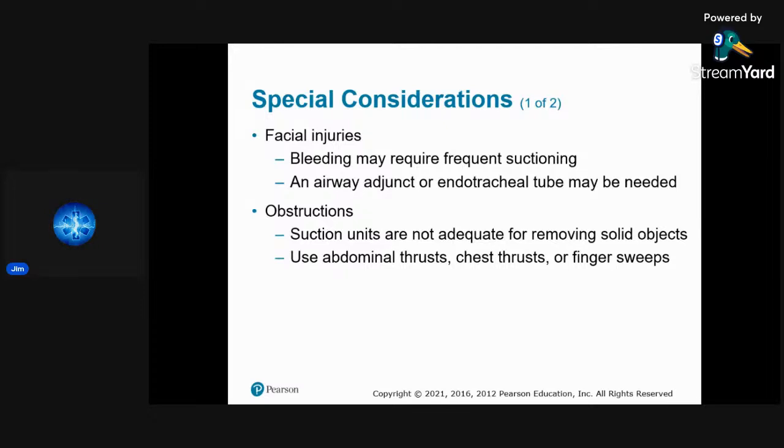Remember that suction units are not adequate for removing solid objects. If it's a completely obstructed airway, we're going to have to do the abdominal thrust, chest thrust, and finger sweep. Also remember, if it is some larger objects, we can always take off our tip or our catheter and use the suction tubing itself, which is a larger diameter.